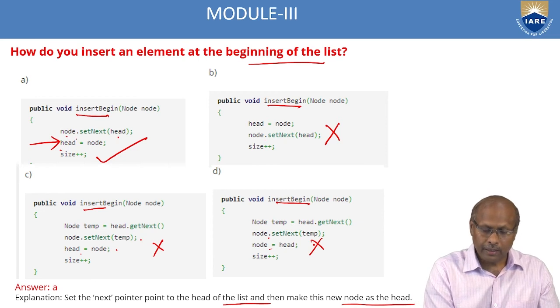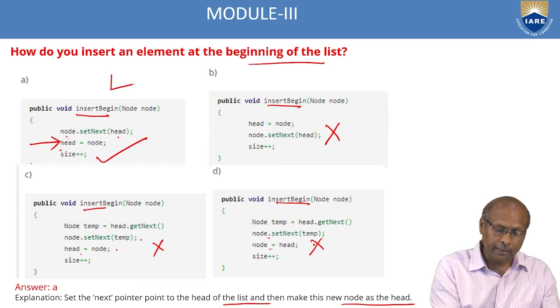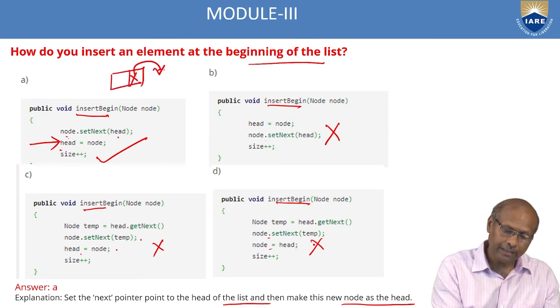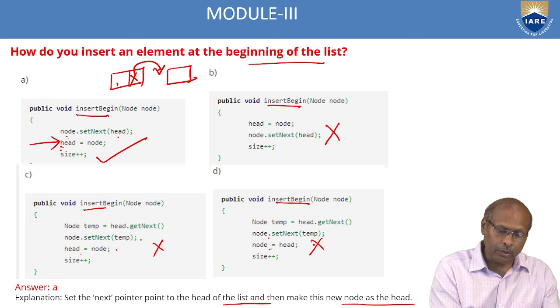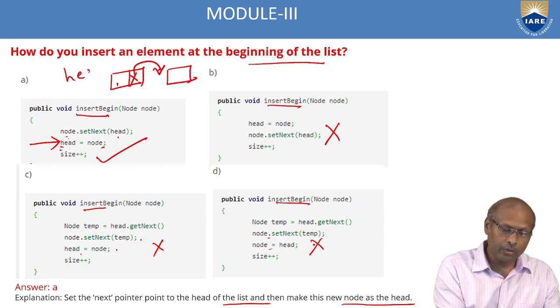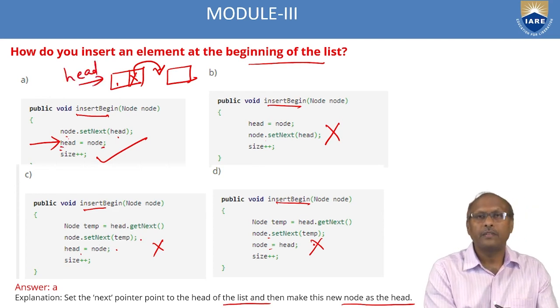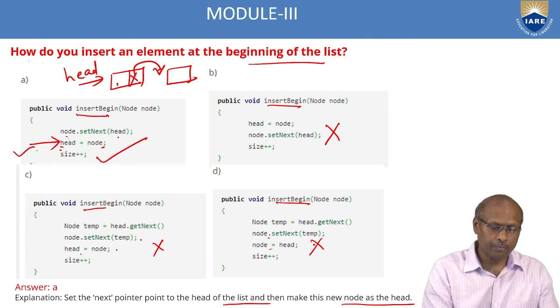First one, observe here, node.setNext(head). That means whatever node you are creating first, this is initially empty. So this should point to head first because this is the head. And after inserting, this should be the beginning again. That's why head equal to the new node. So this becomes head finally. So that's why this first one is the correct one.